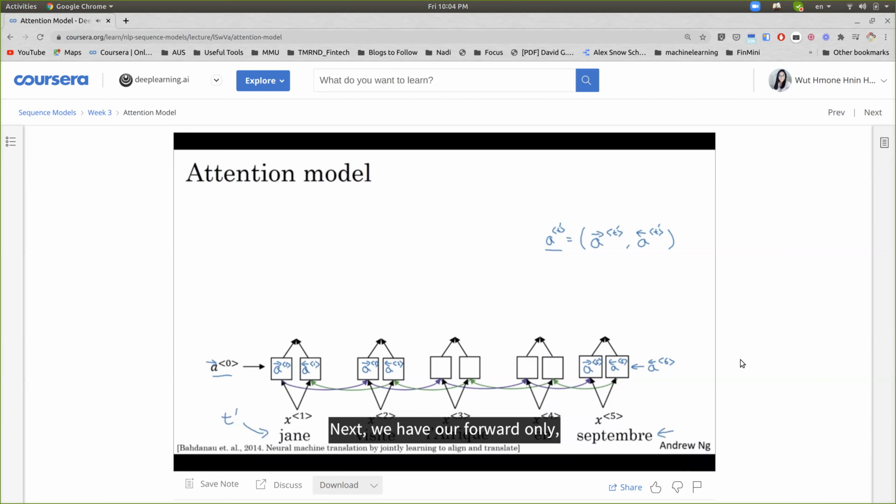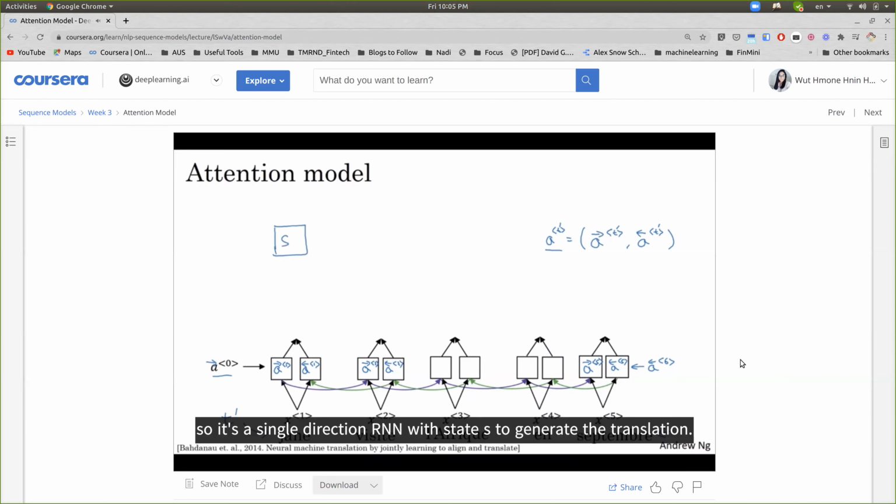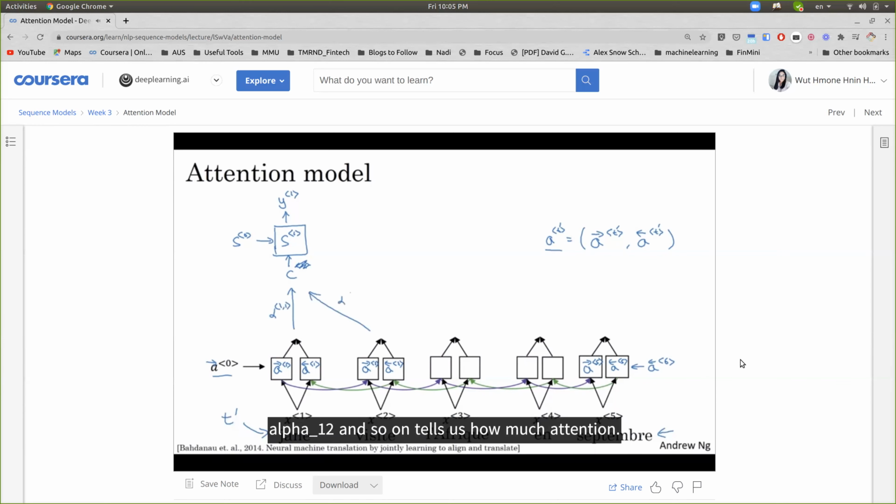Next, we have our forward only, so it's a single direction RNN with state S to generate the translation. And so the first time step, it should generate Y1. And this will have as input some context C. And if you want to index it with time, I guess you could write C1, but sometimes I just write C without the superscript 1. And this will depend on the attention parameters, so alpha 1,1, alpha 1,2, and so on, tells us how much attention.